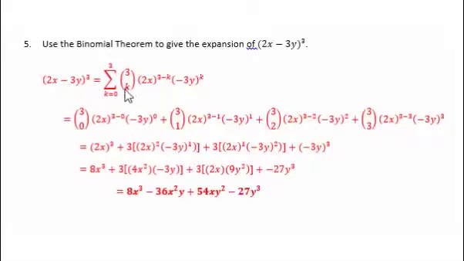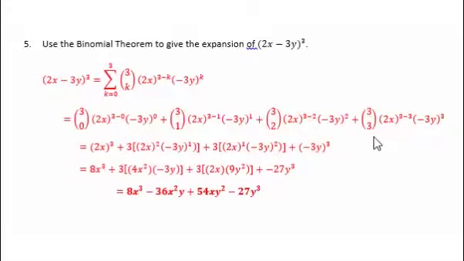So the first value for k is 0. 3 choose 0. And then the next value is 2x to the 3 minus 0. And then we have negative 3y to the 0. And we're going to do that for each one of these. Again, next k becomes 1, so then we're going to replace all the k's with 1s. And then we're going to replace all the k's with 2s to get this term. And then finally, we've reached the 3, which is the last one.